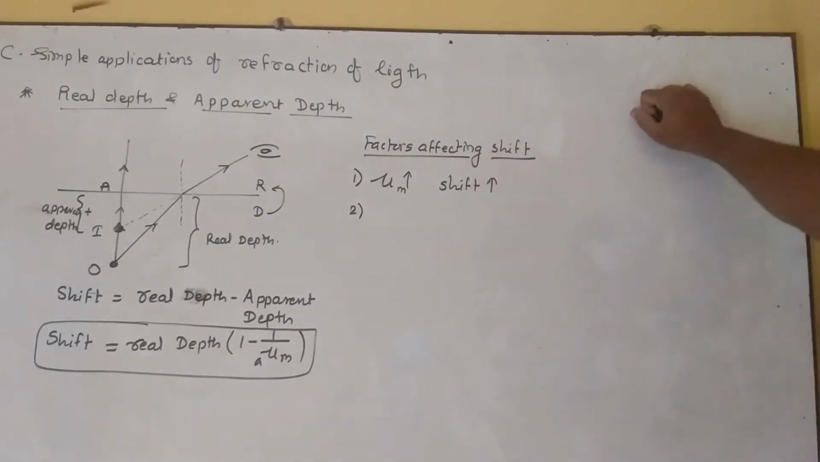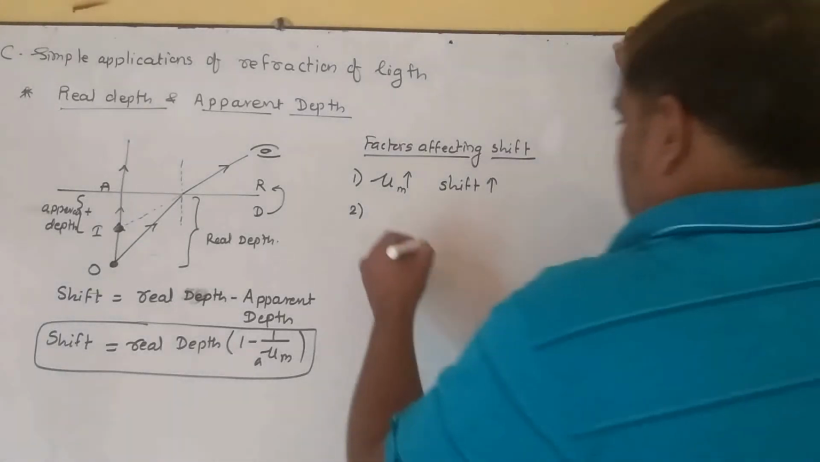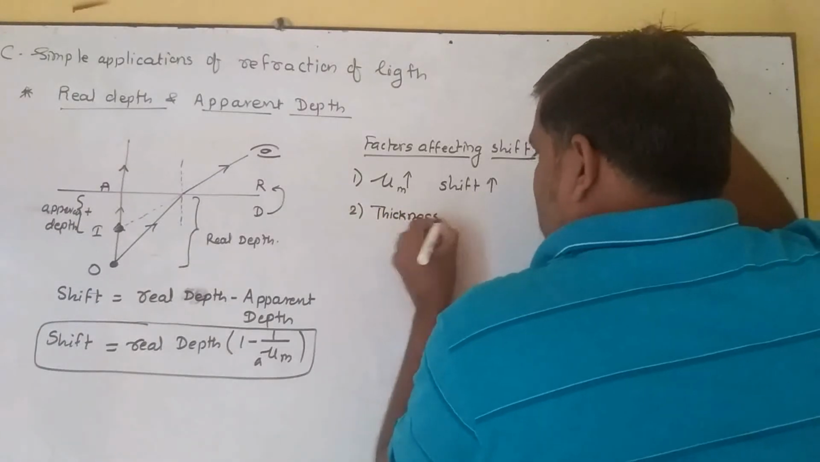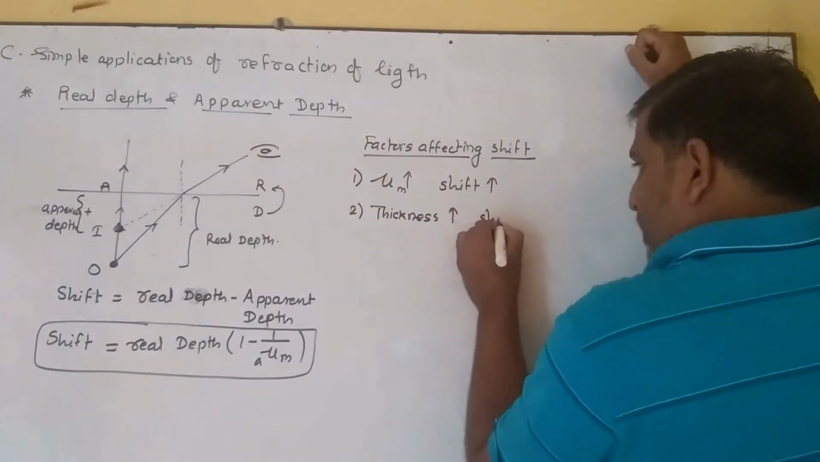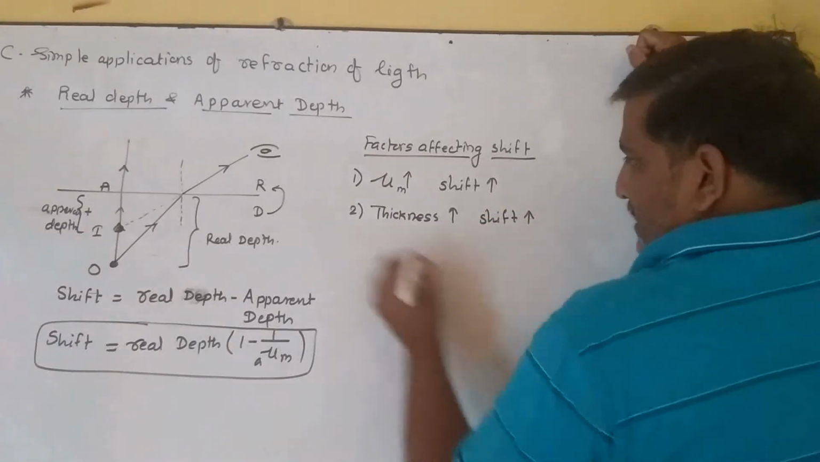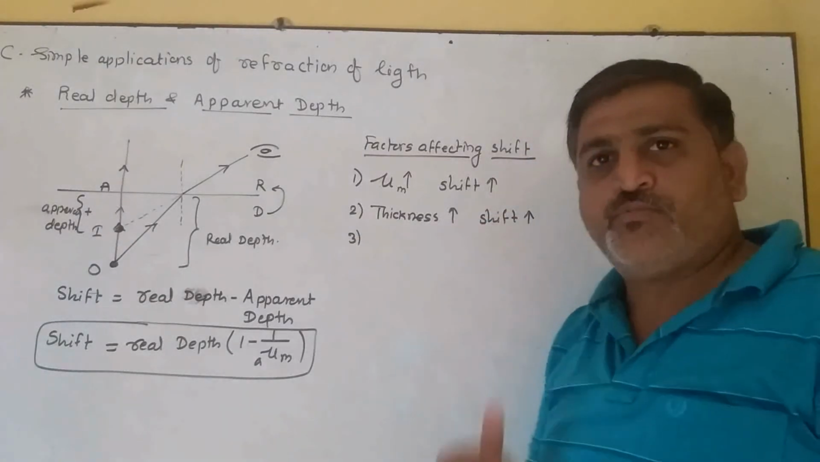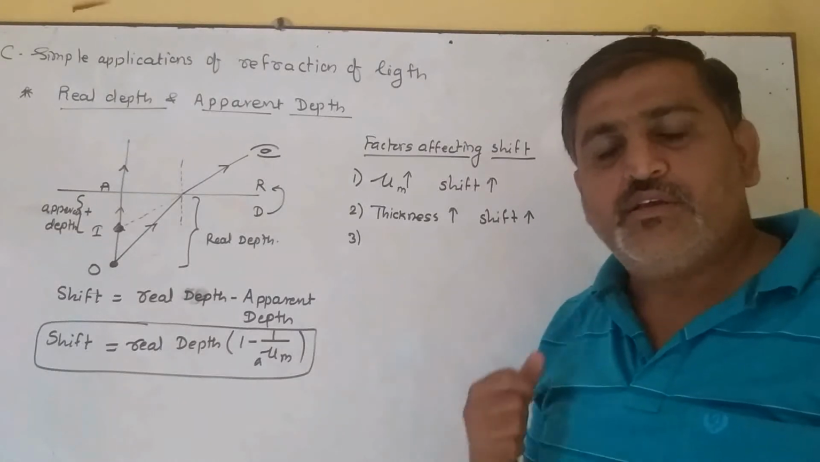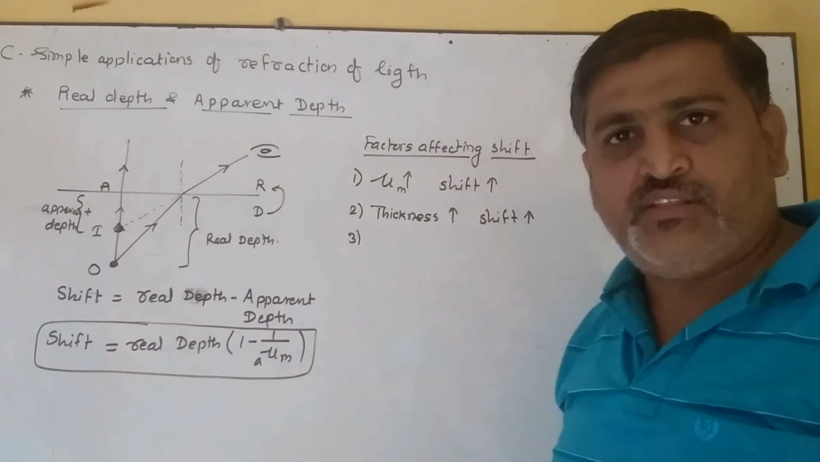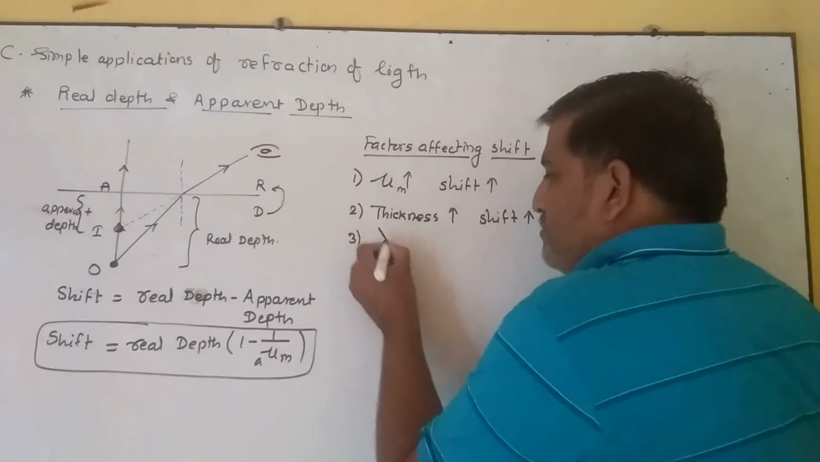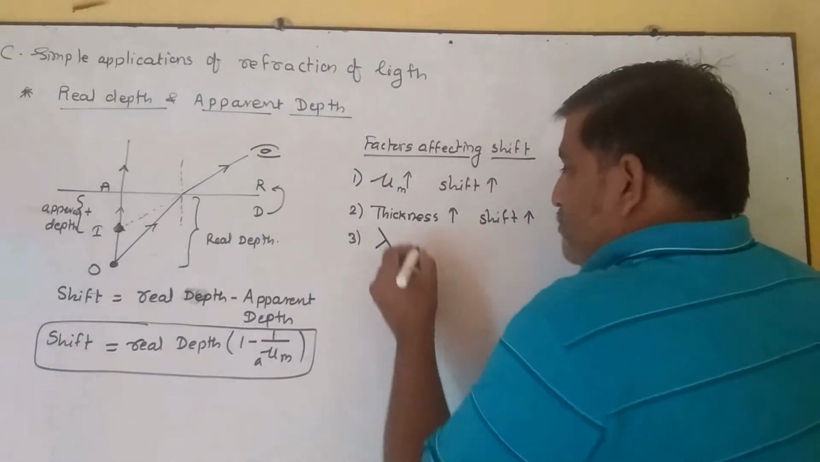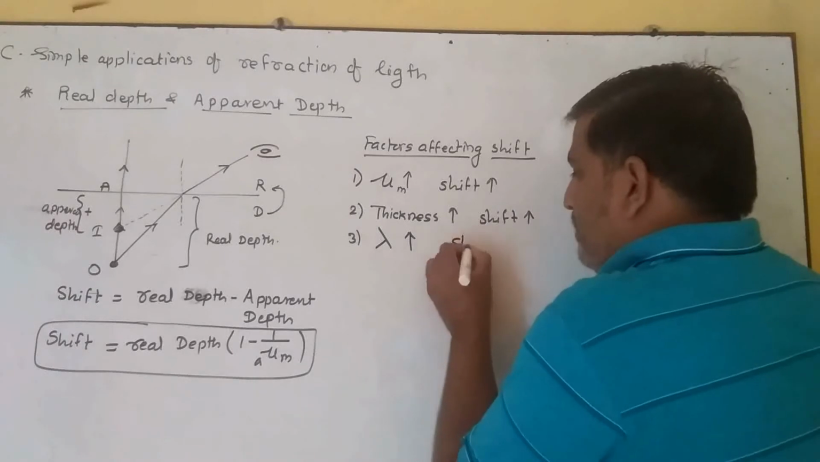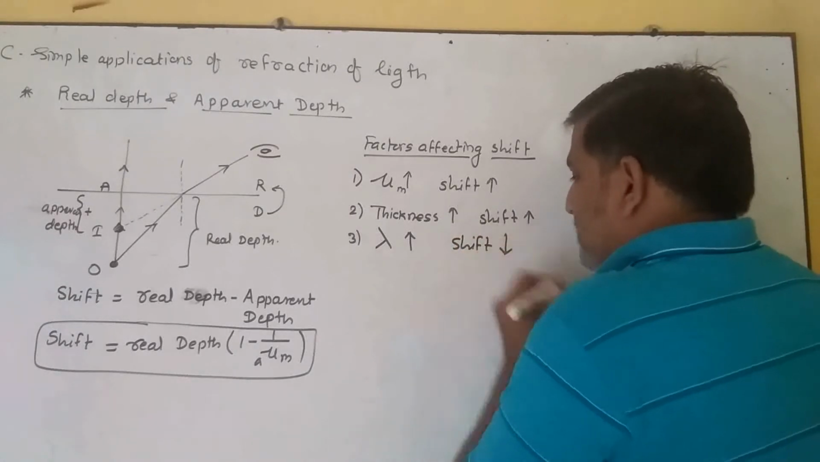Second factor is nothing but the thickness of the medium. As the thickness of the medium increases, we find the shift also increases. Third factor is nothing but the wavelength or color, that is denoted by lambda. So as the wavelength of the ray of light increases, we find the shift decreases.